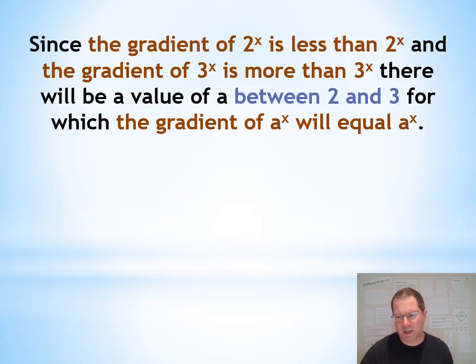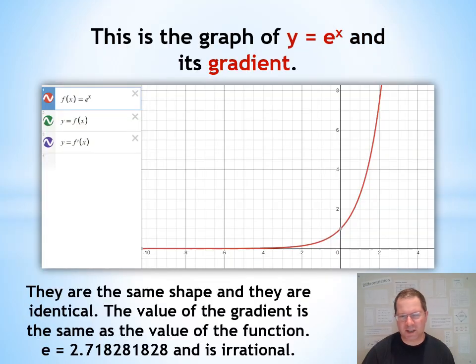So we saw that the gradient functions of 2 to the x and 3 to the x were both the same shape, but the gradient of 2 to the x was always less than 2 to the x, and the gradient of 3 to the x was always more than 3 to the x. So that implies that there's probably a value of a between 2 and 3 for which the gradient of a to the x will be the same as itself. And that is indeed the case.